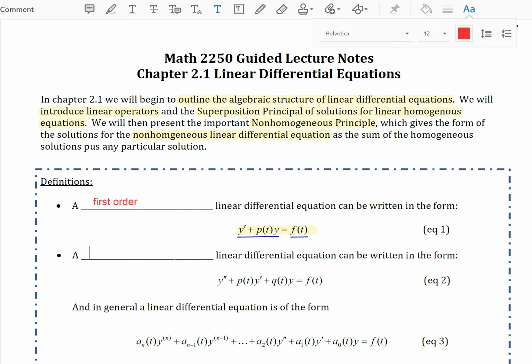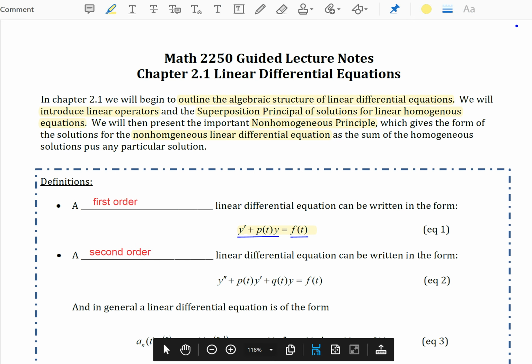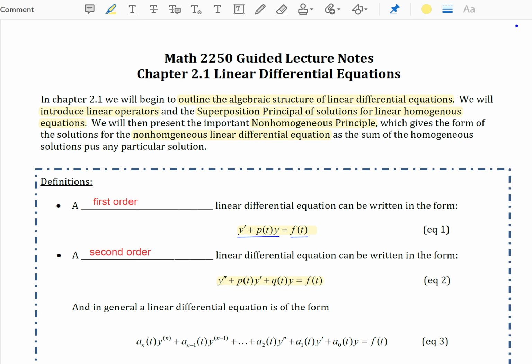The second definition: a second-order linear differential equation can be written in the form y double prime plus p of t y prime plus q of t y equals f of t. And again, I'd like to emphasize in this form, we've positioned all of the terms that contain the variable y on the left-hand side, and then all of the terms that do not contain the variable y are on the right-hand side.